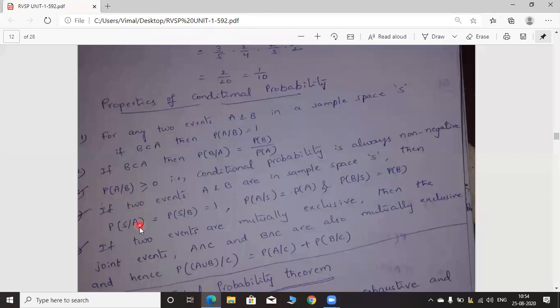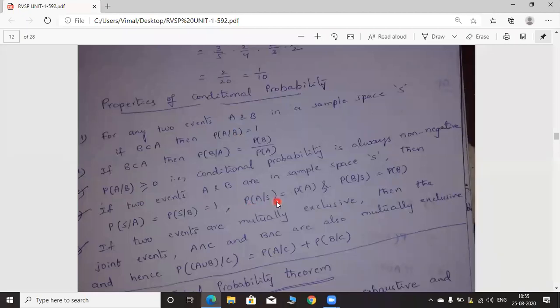Next, the fourth property: if two events A and B are in the sample space, then probability of S given A is equal to probability of S given B is equal to 1. Because A is a part of S, B is a part of S. A is a subset of S, B is a subset of S. That's why the probability is 1. This is based on the first property only. The fourth property is somewhat linked to the first property. So the first part is this one.